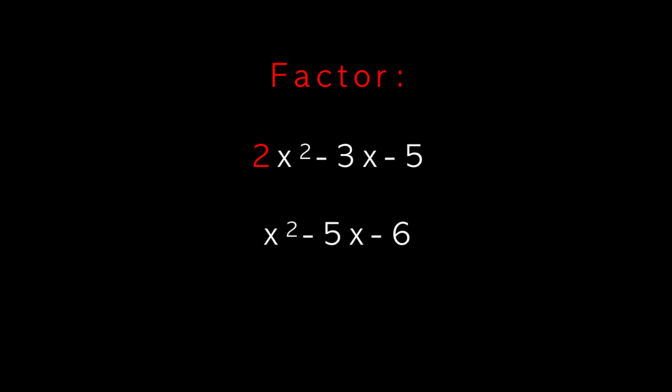In this video, you will learn how to factor some quadratics, specifically ones where the constant a in ax squared plus bx plus c is not equal to 1. For example, how would you factor 2x squared minus 3x minus 5? It's different than factoring something like x squared minus 5x minus 6, because in the first example, there's a coefficient in front of x squared. So how do we factor when there's a coefficient in front of x squared?